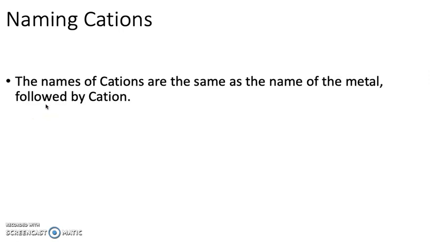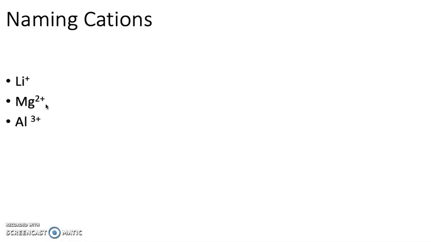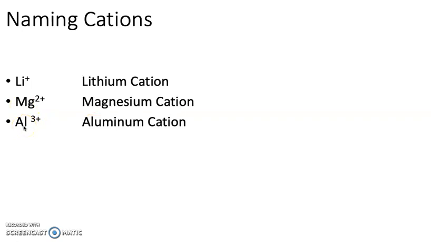The names of cations are the same as the name of the metal, followed by cation. So it's actually very simple. It's going to be the name of the metal plus cation. Okay, so let's look at Li plus, Mg2 plus, and Al3 plus. Now, lithium's in group 1A, so it has a plus 1. Magnesium's group 2A, so it has 2 plus. Aluminum has 3 plus because it's in group 3A. So very simple. Lithium is going to be lithium cation, no change to the name. Magnesium is just magnesium cation, and aluminum is just aluminum cation.